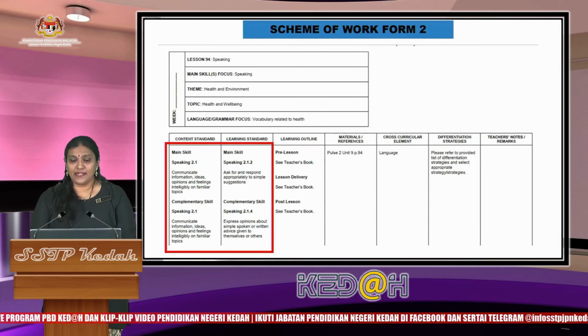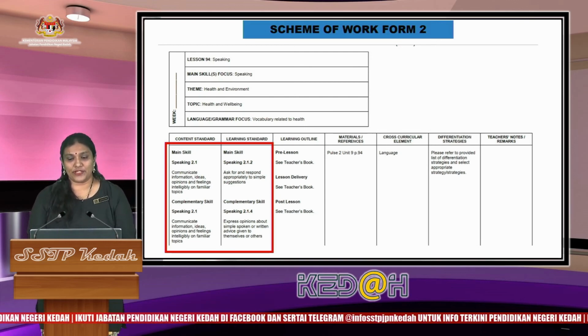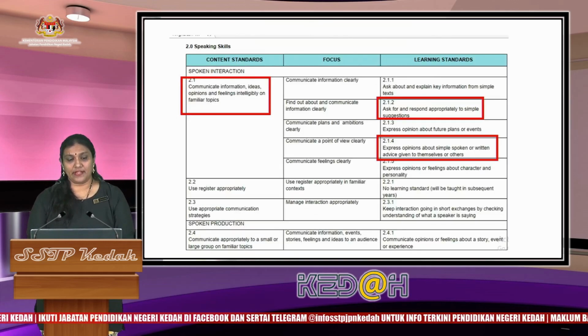The content standard and the learning standard is derived from Scheme of Work Form 2 because my lesson today will be teaching speaking skills for Form 2 students. Next, for the lesson I am sharing later, I will be focusing on speaking skills, right? So, the content standards and the learning standards are derived from the DSKP.